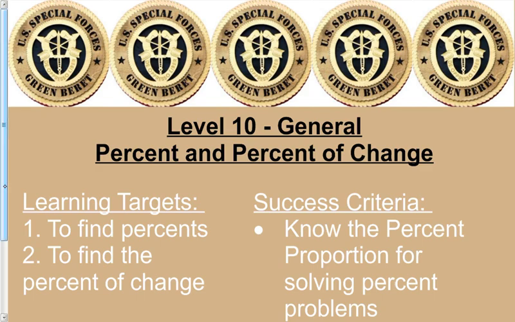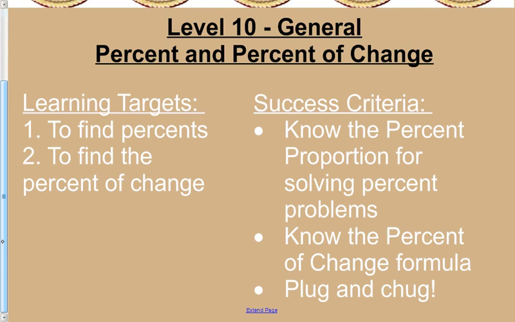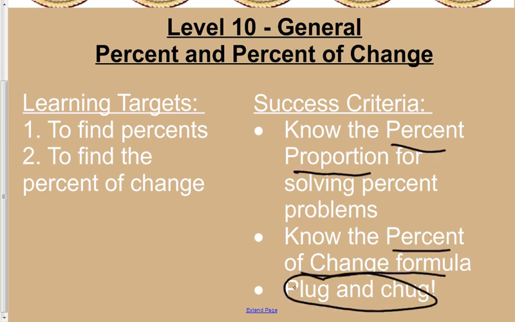And that's revisiting our learning targets from today to find percents and to find percents of change. Those three success criteria are so important. Knowing that percent proportion will always help. Knowing the percent of change formula, and then plugging and chugging and working from there.